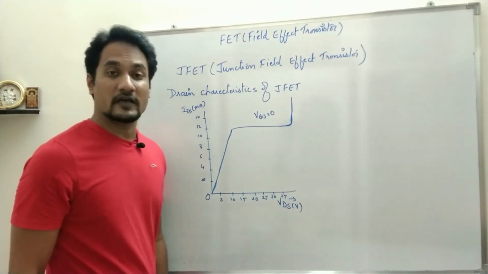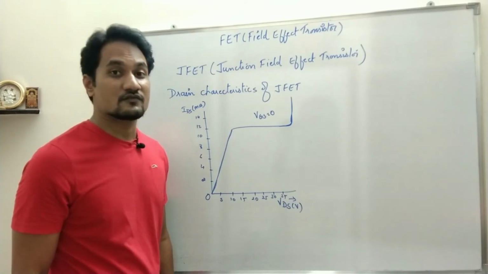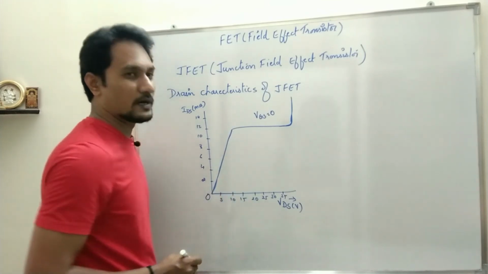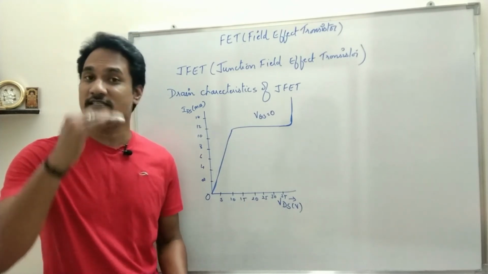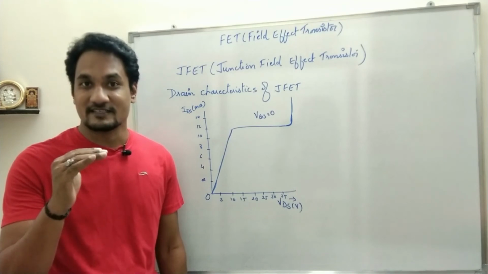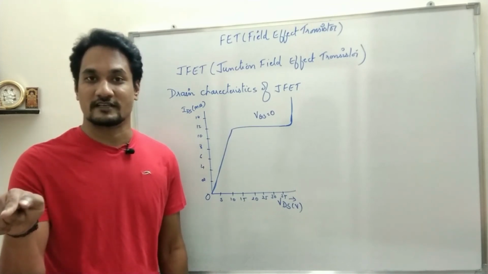Now next, I will keep VDS constant and change VGS, the gate to source voltage. I am increasing the reverse bias voltage. Tell me what happens when VGS is increasing? IDS will decrease for the same VDS potential, right?